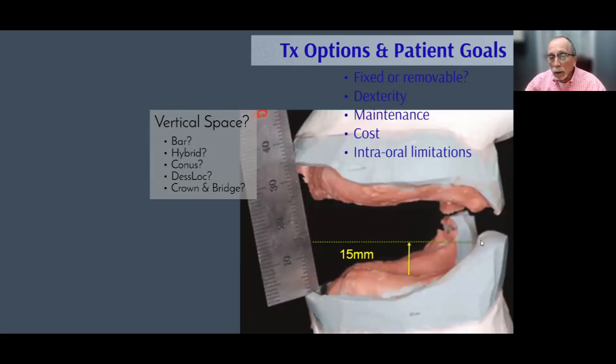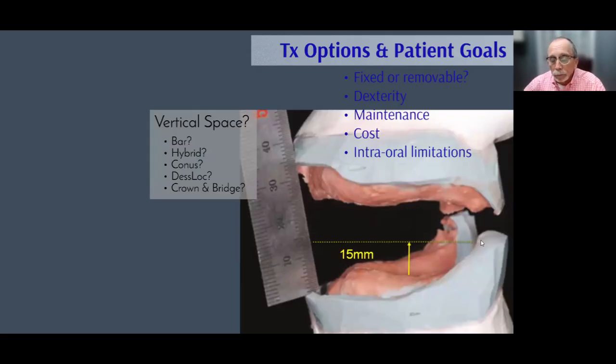And the goal and target, I think everybody would be happy with, is if we could have 15 millimeters. If we could have 15 millimeters from the surface of the ridge to the occlusal plane, and you look at the list of things that we could do, a bar, a hybrid, a Conus, a Desk-Lock, a Locator, a crown and bridge case, which of those things do you think we could fit in that vertical space? And it's a trick question. Of course, they all will fit in there. That's kind of our dream, at 15 millimeters.